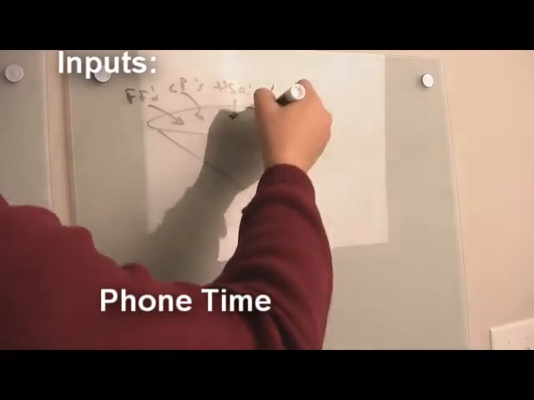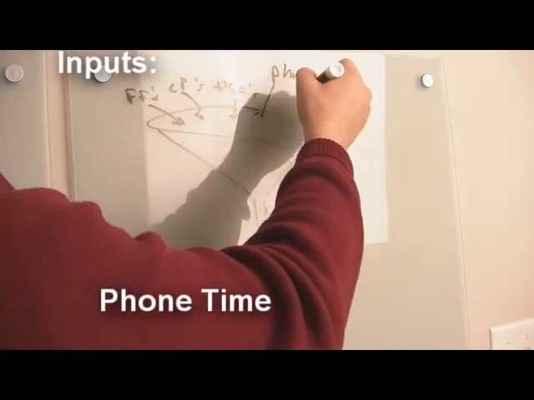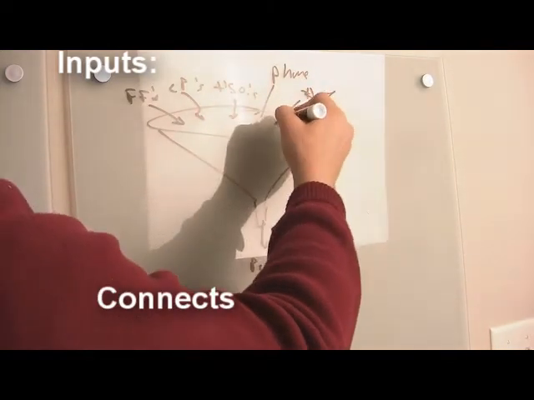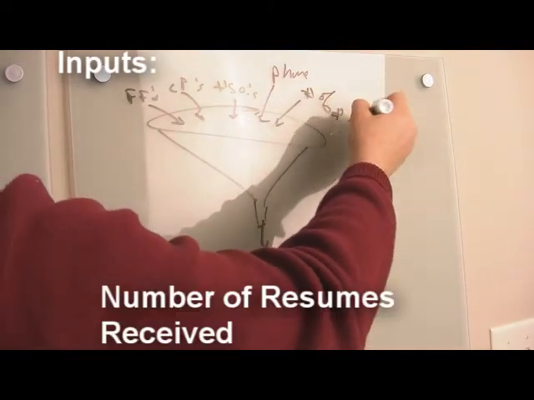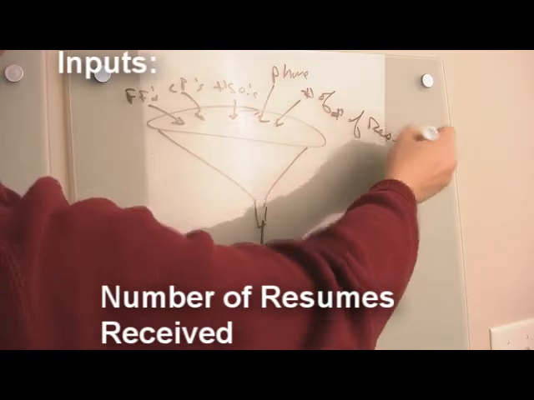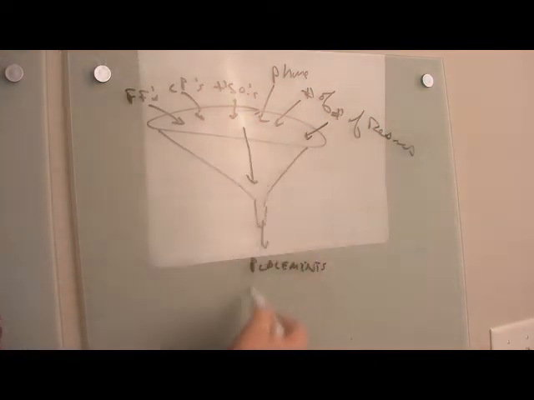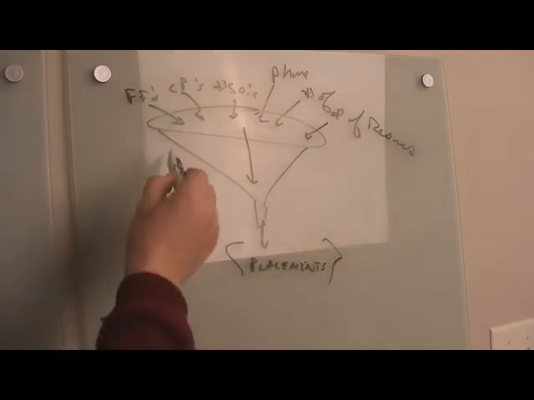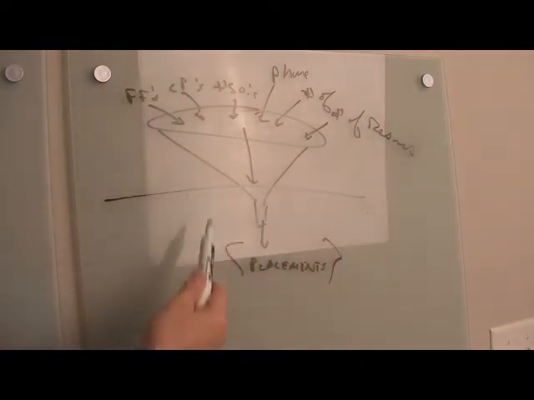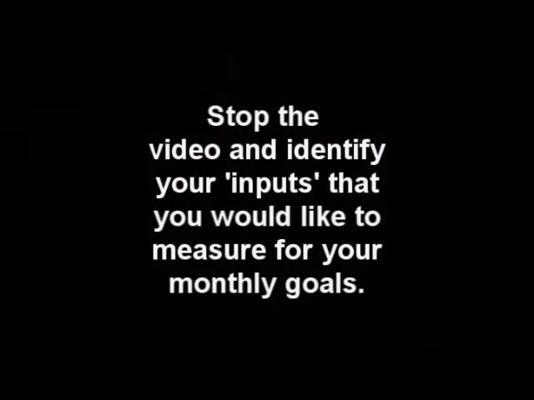Other inputs are the amount of phone time that you have, the number of connects, number of resumes you receive, all that stuff. That's on the input side, and on the output side are the placements. We have more control over what's on the input side than we do on the output side. So when you create your monthly targets, focus more up here than down here.